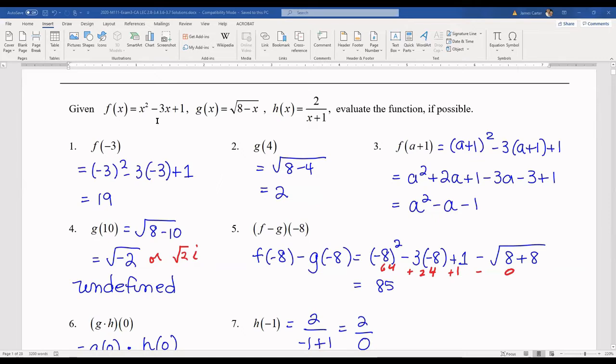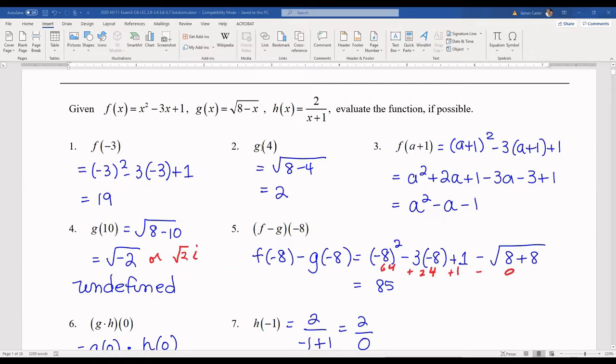Okay, the first equation is x squared minus 3x plus 1. The second one is square root of 8 minus x. The third one is 2 over x plus 1. Then it asks us to evaluate. When it gives us a replacement value in the equation, then we want to do that first. So if we just find the value of f of -3, we replace the x squared, the x with -3 in each location and evaluate it.